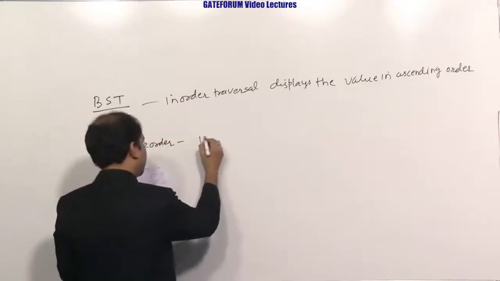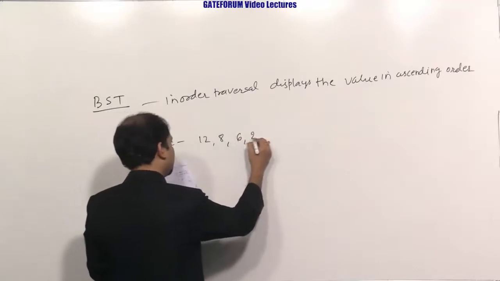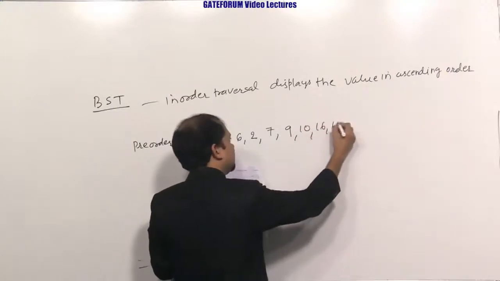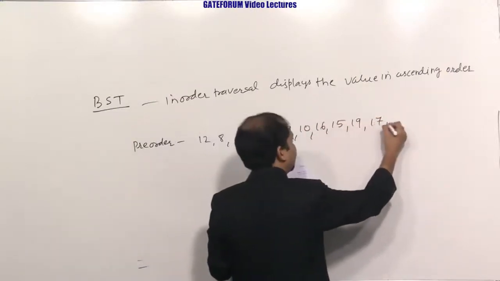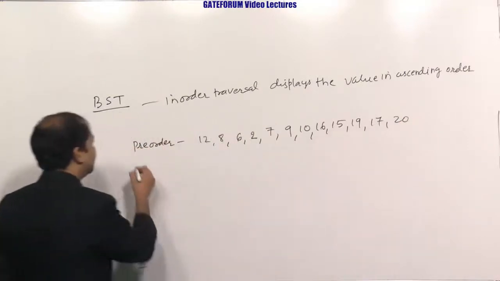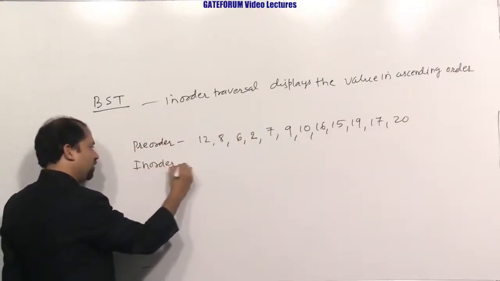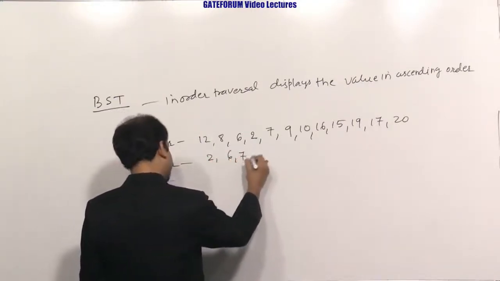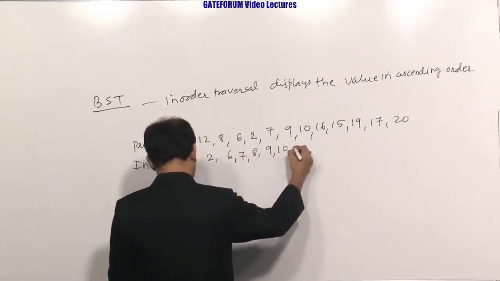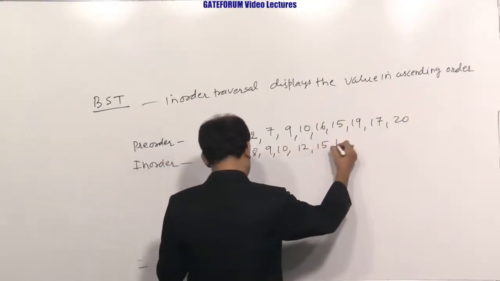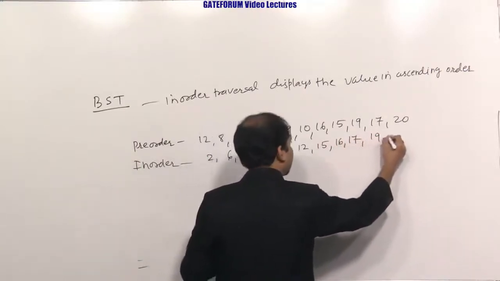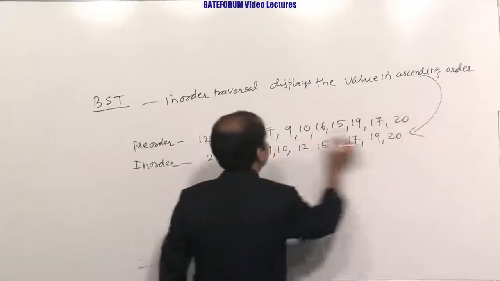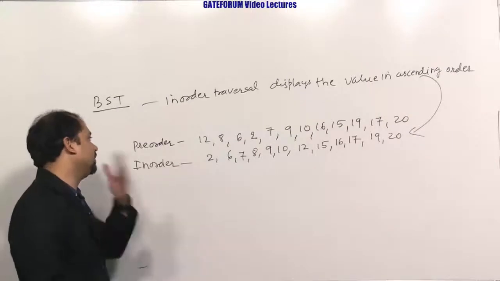So pre-order is 12, 8, 6, 2, 7, 9, 10, 16, 15, 19, 17, 20. And so what would be the inorder? If you take all the values and arrange them in ascending order, it is 2, 6, 7, 8, 9, 10, 12, 15, 16, 17, 19 and 20. I am using this idea because whatever the key values are here, I am sorting them in ascending order.